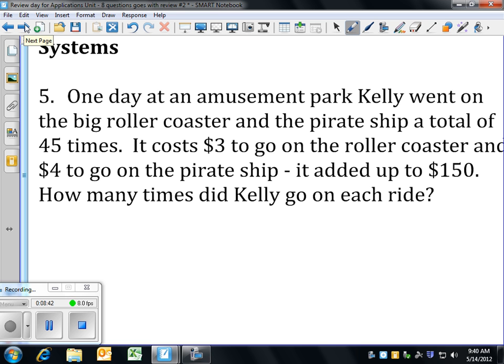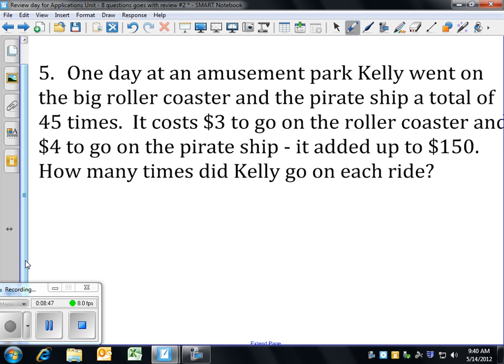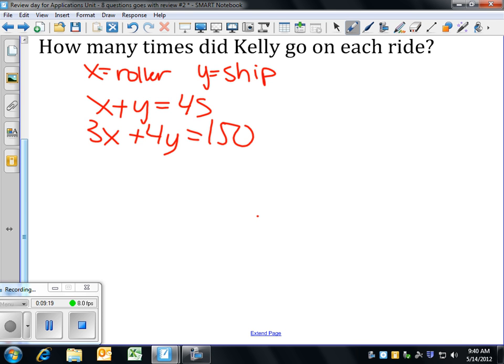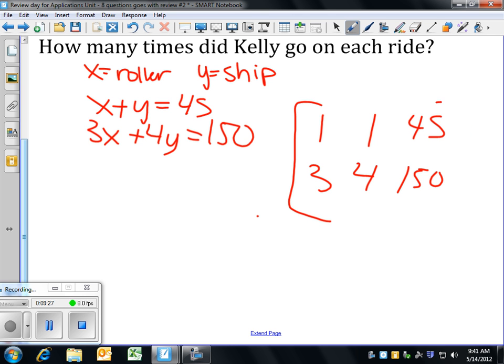Systems of equations. You can enter them in on your calculator, or you can use elimination or substitution. So one day at an amusement park, Kelly went on the big roller coaster and the pirate ship. So we'll let x equal roller coaster, and we'll let y equal ship. So x plus y, she went 45 times, and it cost 3 to go on the roller coaster and 4 to go on the pirate ship, and she spent 150. So if you chose to enter this in a matrix, you could say 1, 1, 45, and 3, 4, and 150. Or for this one, I think it's easier to substitute. So I would say x equals 45 minus y. So 3 times (45 minus y) plus 4y equals 150.